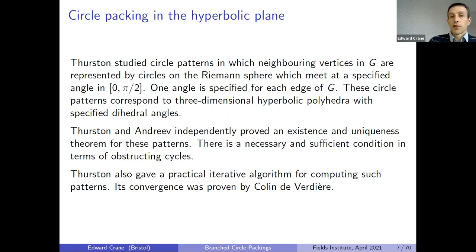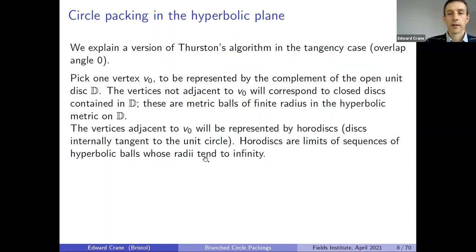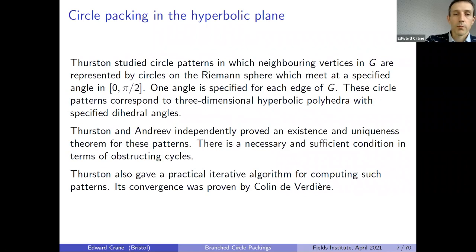So there's an obstruction that's possible if you have a cycle of edges where the sum of the overlap angles is too big, then it must be just a triangle of the complex. So before I go on to the next slide, there was an existence and uniqueness theorem for these circle patterns, and there's actually a more recent paper fixing up Andreev's proof of it. So it's got a complicated history.